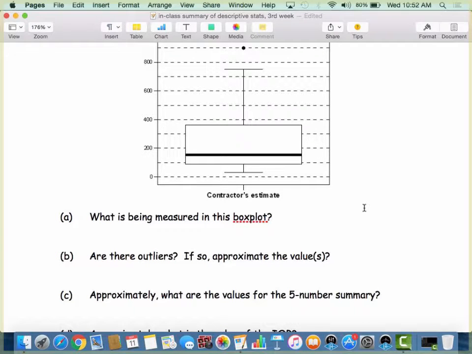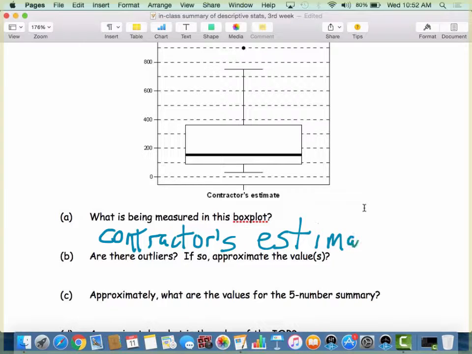Okay, I'm going to simply write the contractors. Hopefully it would write for me. There we go. It's the contractors' estimate of work days. Okay.